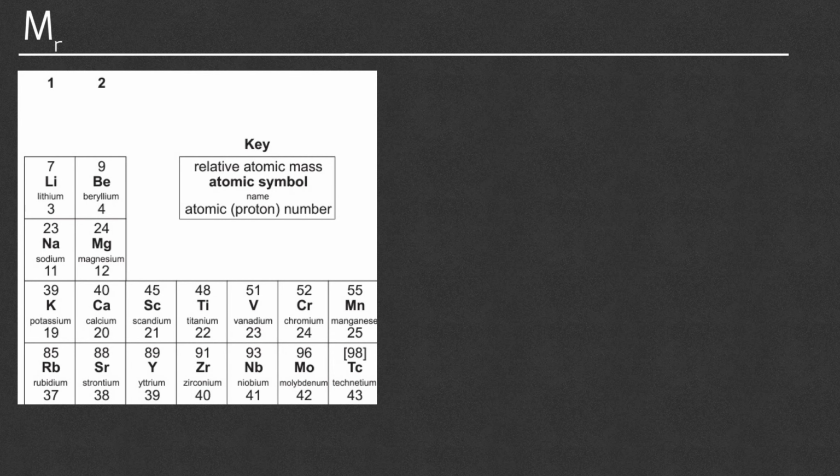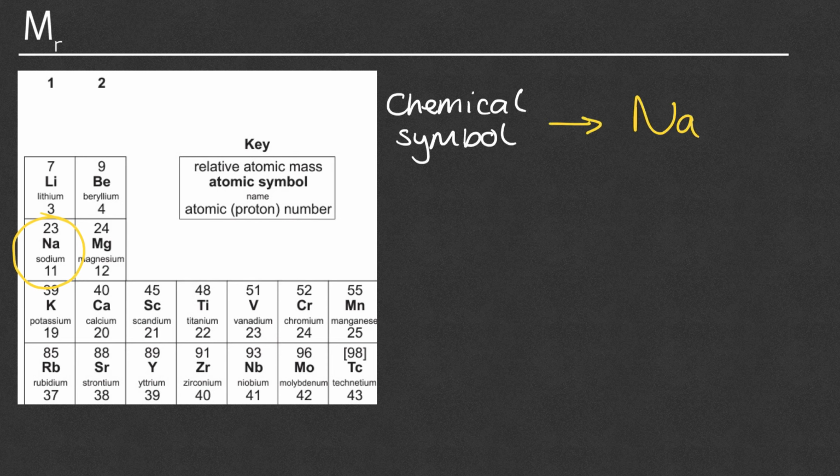So I've zoomed in on a small section of the periodic table, and we're just going to look at this key for a moment. So we're going to look at what the atomic symbol is, what the relative atomic mass is, and what the proton number is. We're going to use sodium as an example for each of those. So the chemical symbol for sodium is Na.